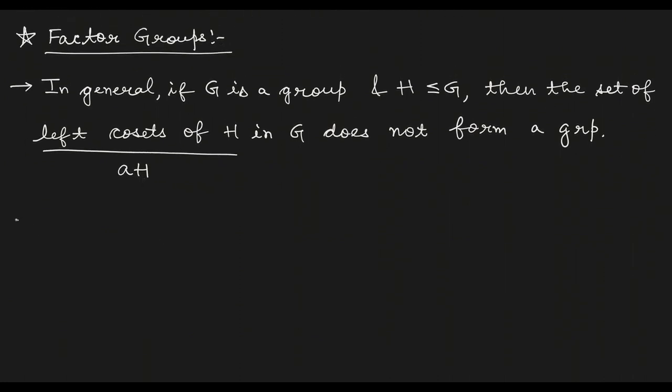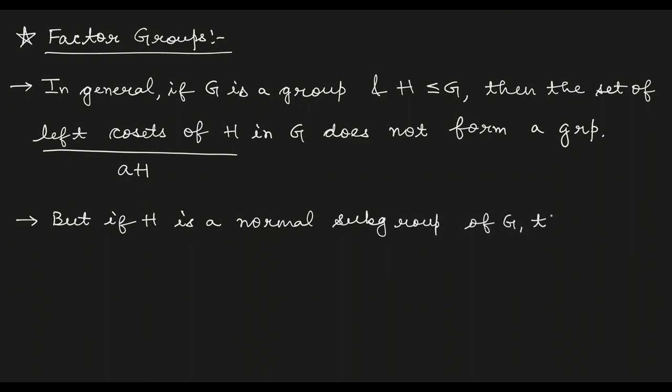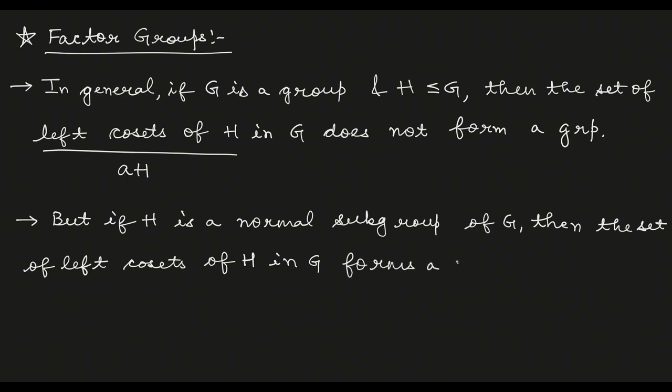But if H is a normal subgroup of G, then the set of left cosets of H in G forms a group called the factor group.